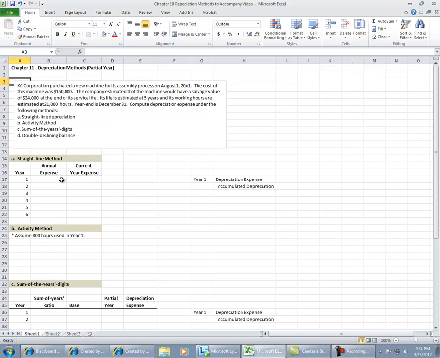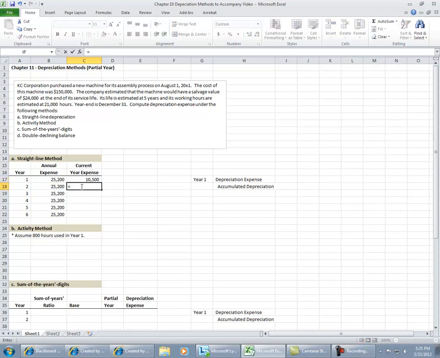The annual expense for straight line is determined by taking the original cost of $150,000, subtracting the salvage value, and dividing that by its useful life. So each year we would expense $25,200 if we had a full year. In the very first year, because it started in August, we have August, September, October, November, December. So we have 5 months of depreciation to take in the first year. So 5/12 of that amount would be expensed in the first year, which would be $10,500.